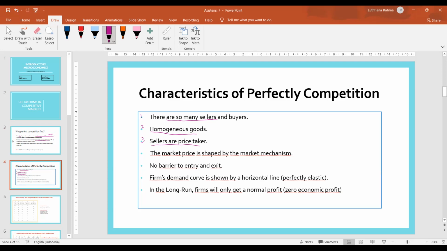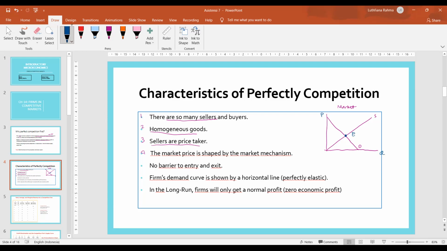The characteristic number 4 is about the market price. The market price is shaped by the market mechanism. So let me draw the simulation for characteristics 1, 2, 3, and 4. At first we have the perfectly competitive market. Here is the market curve. In the market, we have supply and demand. Here we have the equilibrium, the price and the quantity.